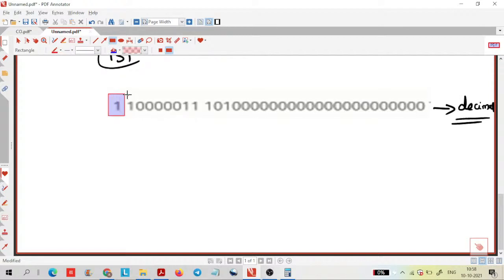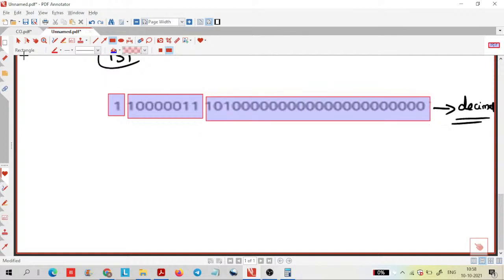Now you know the sign is this, this is the exponent part, and this is the mantissa part. Okay, sign, exponent and mantissa part. Now to convert into the decimal form, the sign indicates it's a negative number. Okay, it is a negative number, and the exponent is 1 triple 5 times 0 1 1.